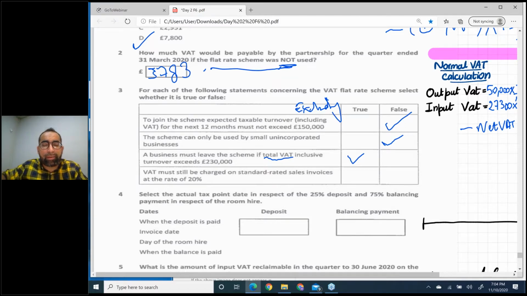So read this last point. VAT must still be charged on standard rated sales invoices at the rate of 20%. Yes, you will charge normal 20% VAT to your customers on standard rated sales, because your relationship with customers and suppliers will remain the same. This is a very technical point. You have to think with your brain.